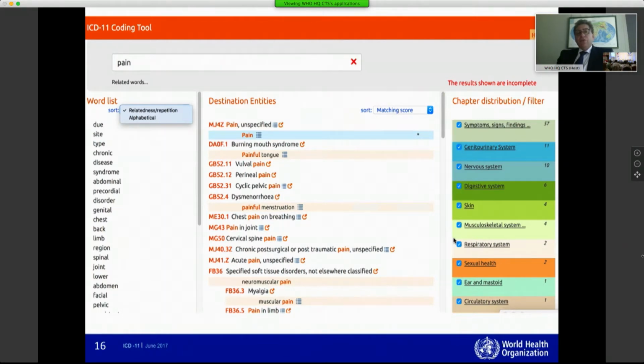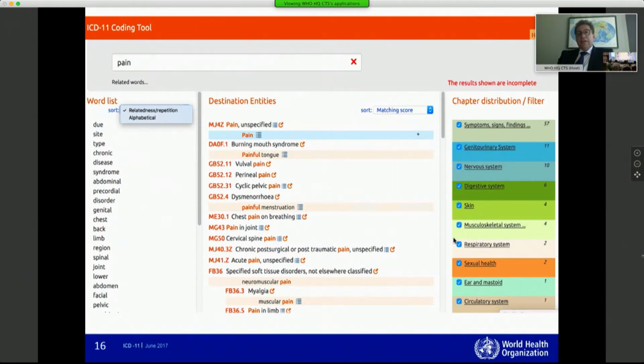We also have what we call a coding tool. This is what you see here. I hope the size allows you to see a little bit what you have on the screen. Where you enter a term, you find here a word list with associated terms and destination entities. And on the right side of the screen, you see even filters by chapter and the number of hits.